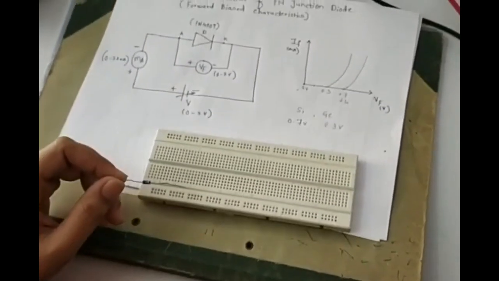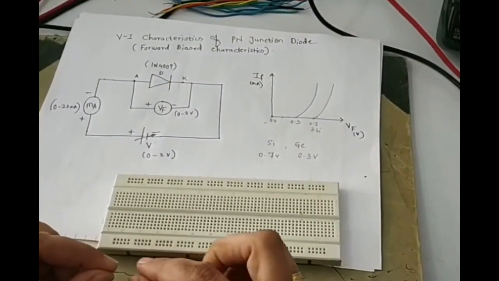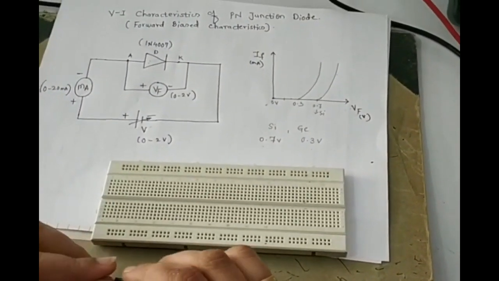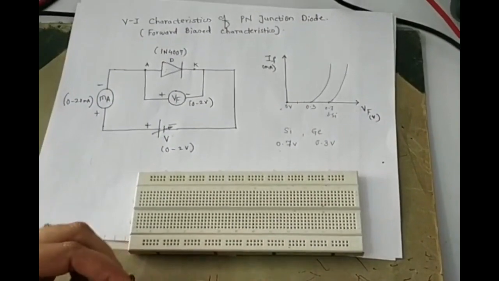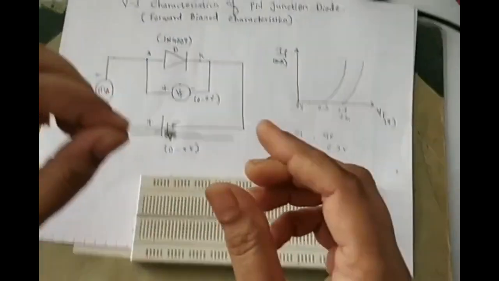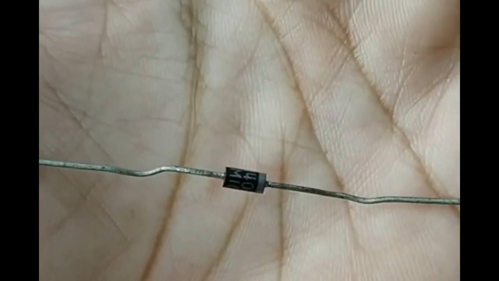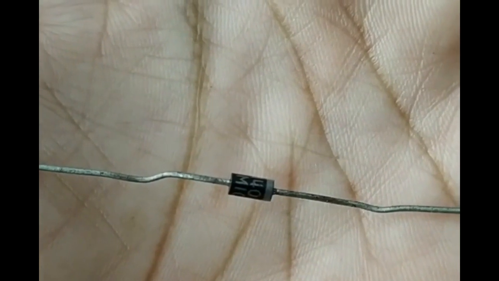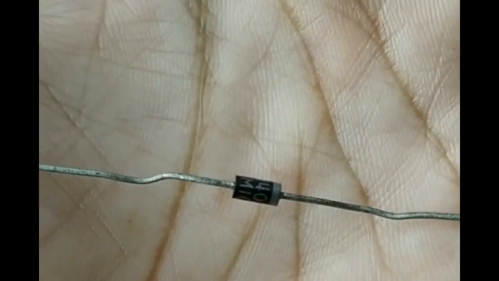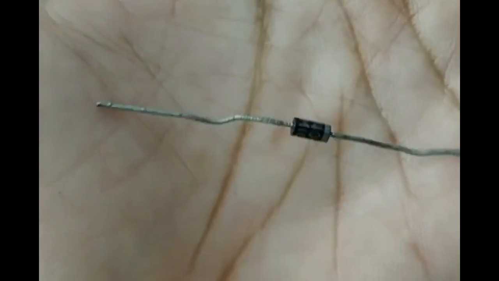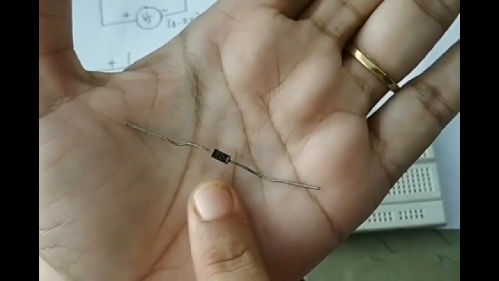Now let us start with the actual connection of this PN junction characteristics in forward bias condition. The main component of this forward bias characteristic is our diode. You can see this diode. Yes, here you can see the silver ring and the black body. The silver ring indicates that it is the cathode, and the black portion is the anode part.